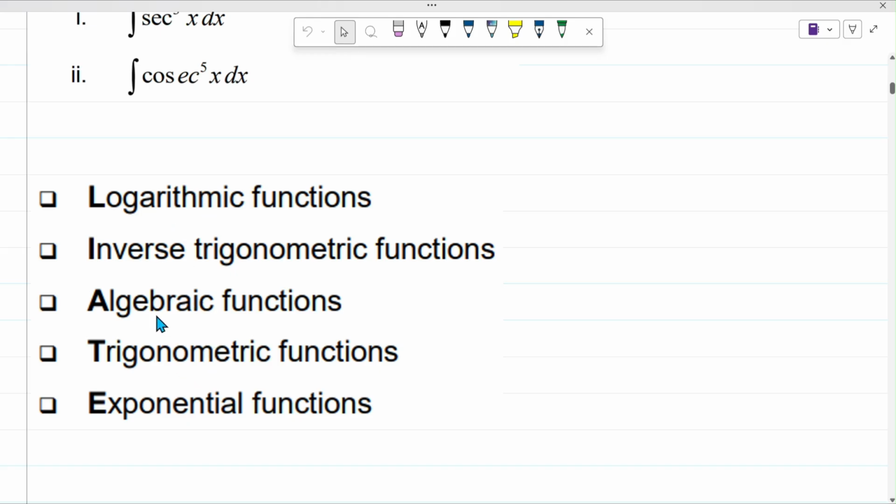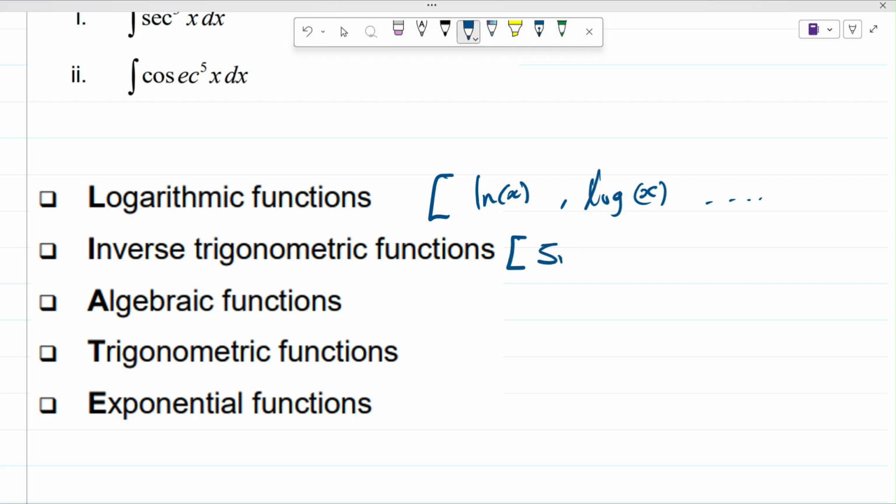You understand? So now let me show you examples of these functions just to make sure that we are on the right track. I don't want to write something there and then you end up not understanding what I'm doing. In logarithmic functions, it's your ln of x and log of x, and so on. Those are your logarithmic functions. As well, for inverse trigonometric functions, this is where we have inverse sine of x, inverse tan of x, and so on.